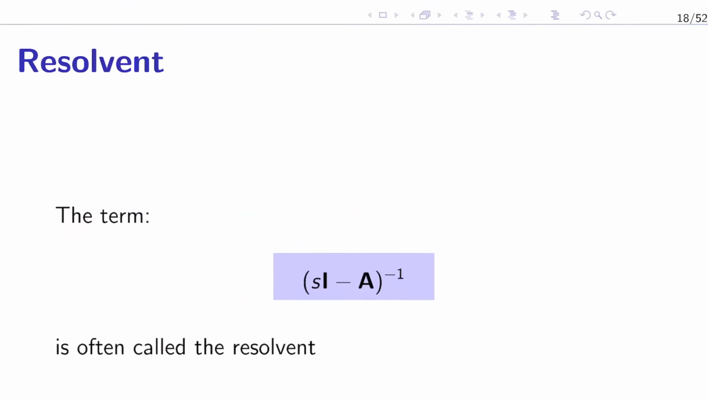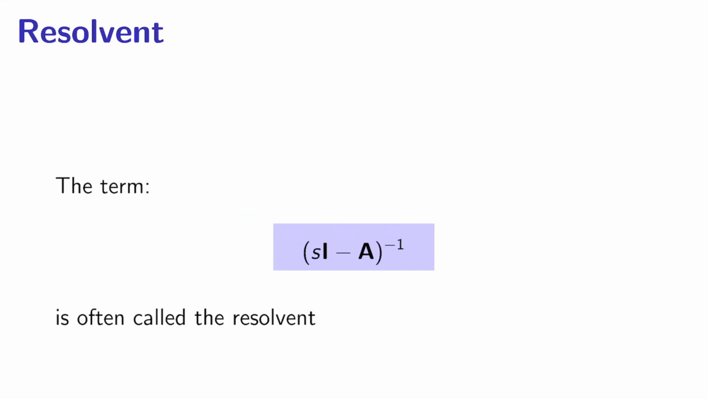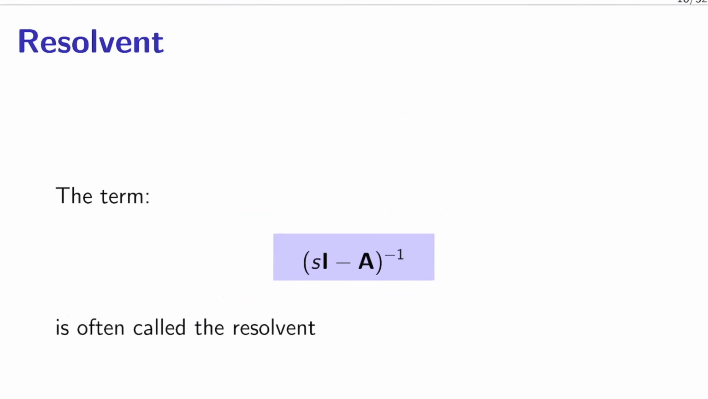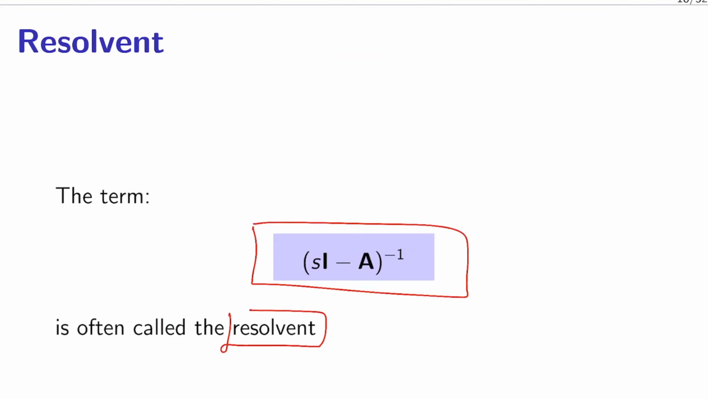In terms of notation, this thing here actually has an important name. It's called the resolvent, okay? So this thing here is called the resolvent. You see that in a lot of books.